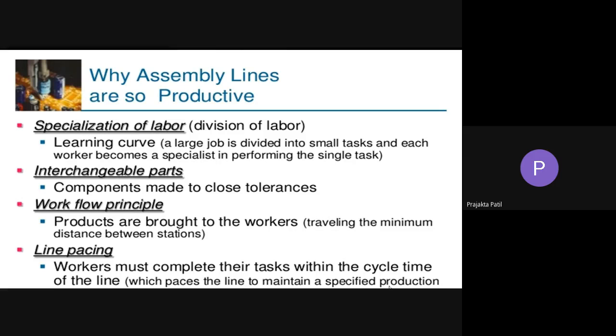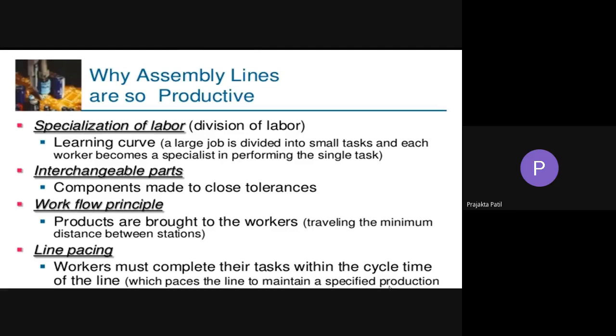So here, specialization of labor, which is also called division of labor, basically asserts that when a large job is divided into smaller tasks and each task is assigned to one worker, the worker becomes highly proficient at performing the single task. So each worker becomes a specialist in performing that particular task. Therefore, productivity will be increased when you consider this principle of division of labor or specialization of labor.